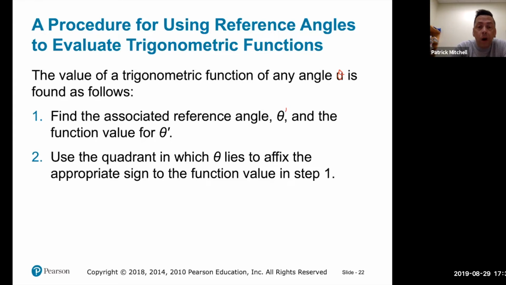So if you know your quadrant 1 angles really well, especially for sine and cosine, then step 1 shouldn't be hard. Okay, and then in step 2, we're going to use all students take calculus to figure out whether the trig function value should be positive or negative.